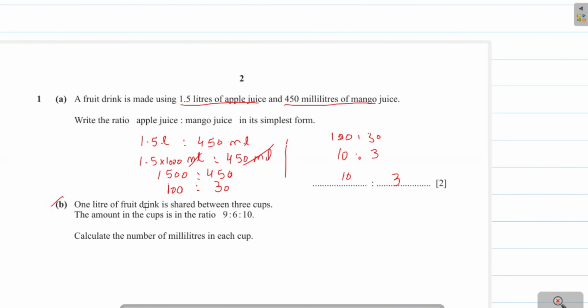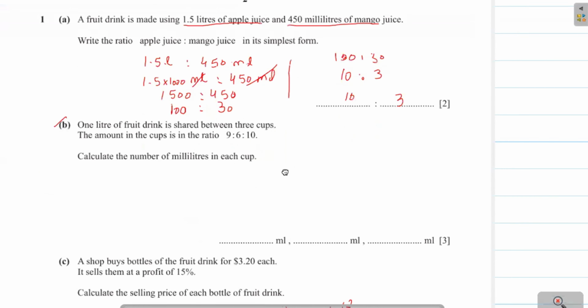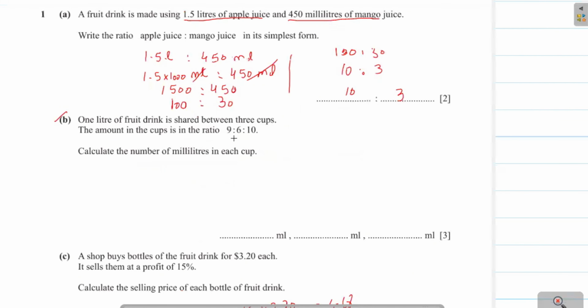Next, part B. 1 liter of fruit drink is shared between 3 cups. The amounts in the cups are in the ratio 9 ratio 6 ratio 10. Calculate the number of milliliters in each cup. Firstly, we write the ratio 9 ratio 6 ratio 10. We convert the ratio into actual values. If we multiply these ratios by x, we get actual values. The actual values become 9x, ratio 6x, ratio 10x.